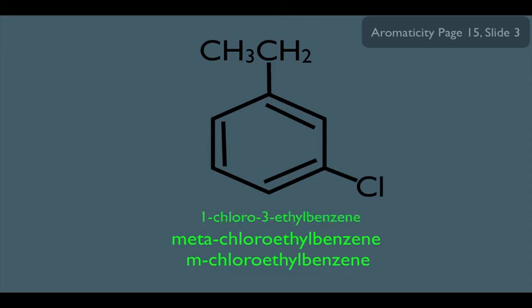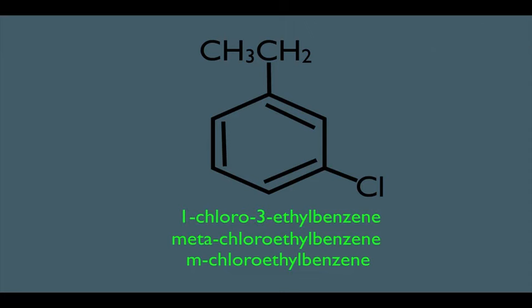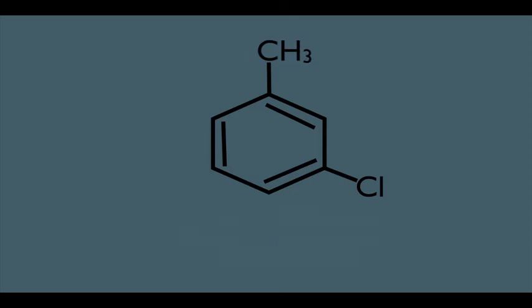So you could also call this 1-chloro-3-ethylbenzene. Now watch out for things like this. For instance, watch what happens here. Remember, we saw before that if a benzene ring has a methyl on it, that in itself has a name called toluene. So think of it this way, we're calling that the parent name.